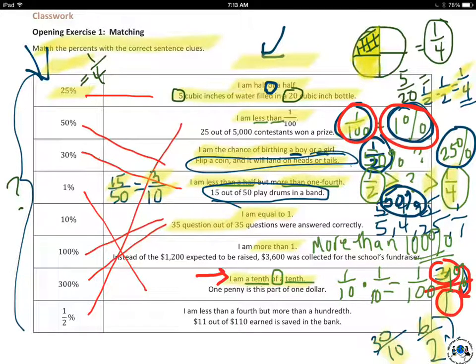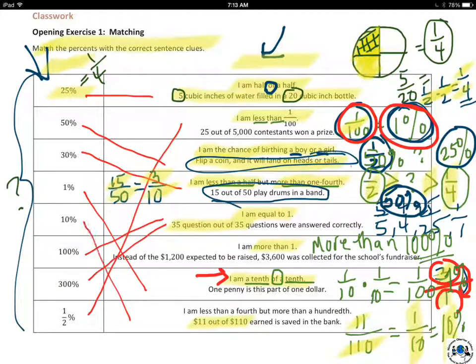The last one, of course, is the only answer left. I am less than 1/4, but more than 100th. Probably 11 out of 110 would be the easier way to look at this. So 11 over 110 is equivalent to, both 11 and 110 are divisible by 11, of course. So they equal 1 over 10, and 1 over 10 is 10%.